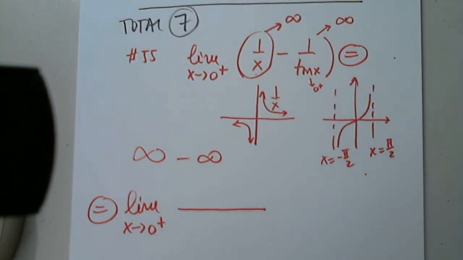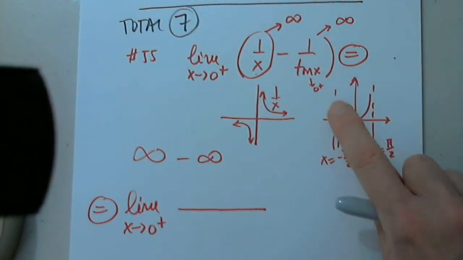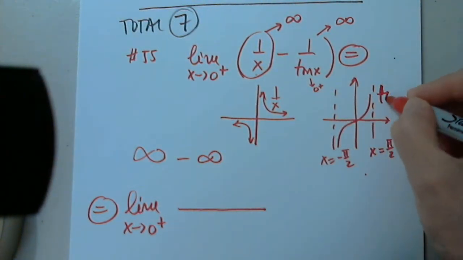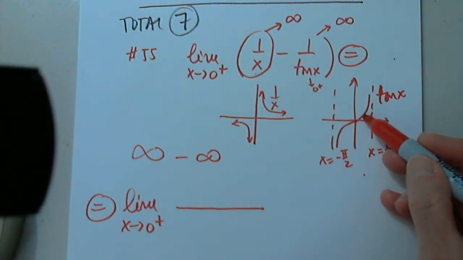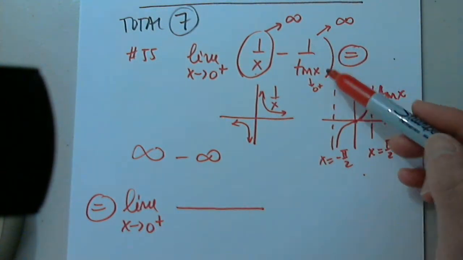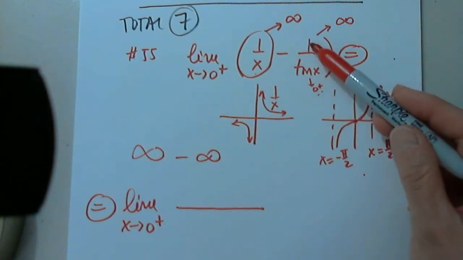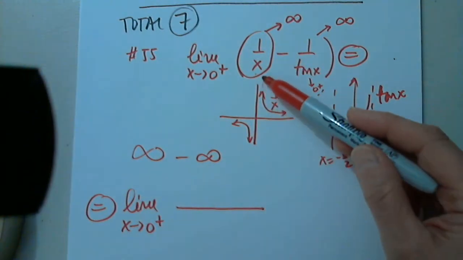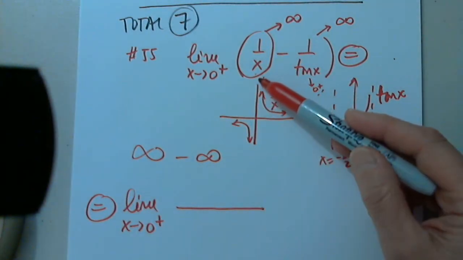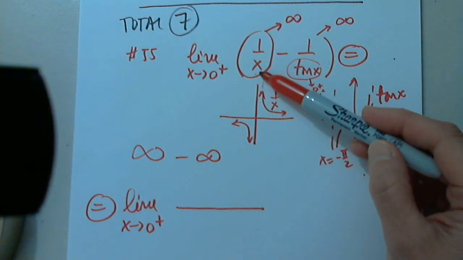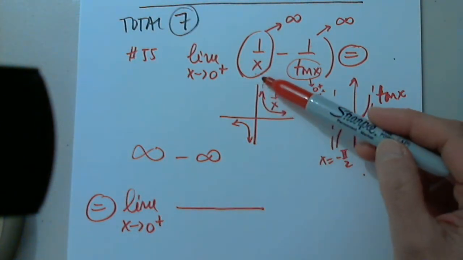Is 1 over tangent infinity again? Because as x approaches 0 from the right, tangent is 0. Does it matter that it's 1 over tangent? 1 over 0, yes. 1 over 0 is this situation. So tangent approaches 0, but 1 over 0 is similar to 1 over 0 here. It approaches infinity.